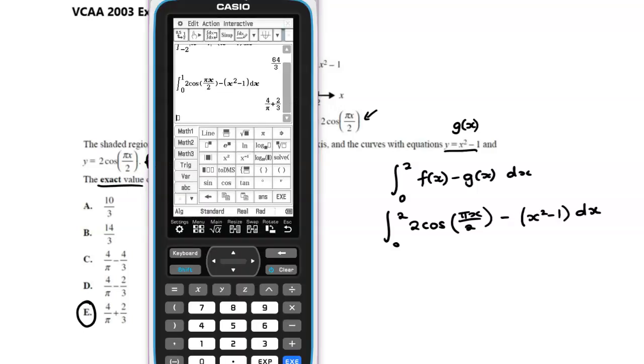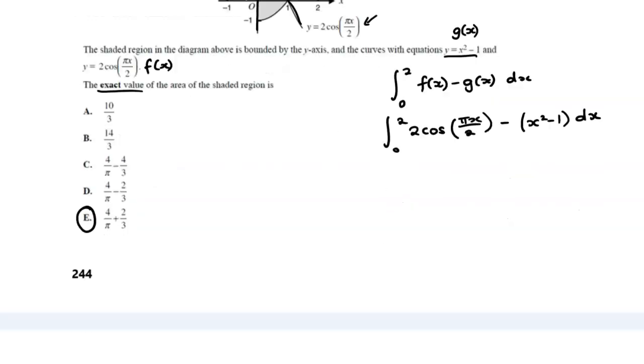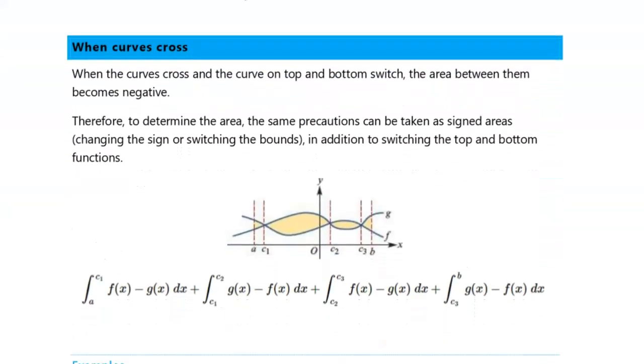Now you notice when I got the terminal wrong before, I got a negative answer, and that's going to relate to the fact that these functions are changing which one's on top and which one's on the bottom. We can see that they clearly cross over in this region here. So let's now start to look at that.